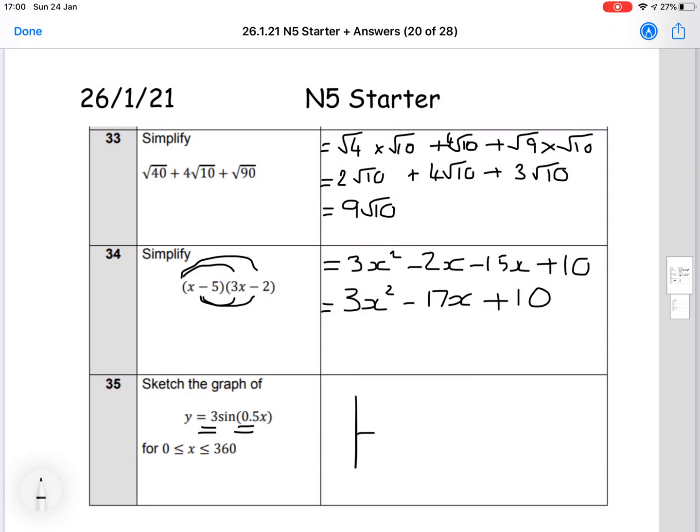So when you sketch this out, you'll have 3 and minus 3 as your maximum and minimum values. And then we'll have 360 along the x-axis, and we're going to draw half of the sine graph. So I'm going to mark in the middle here 180. That's where your top value is going to be. So your graph's just going to look something like that. That's just the first half of the sine wave.